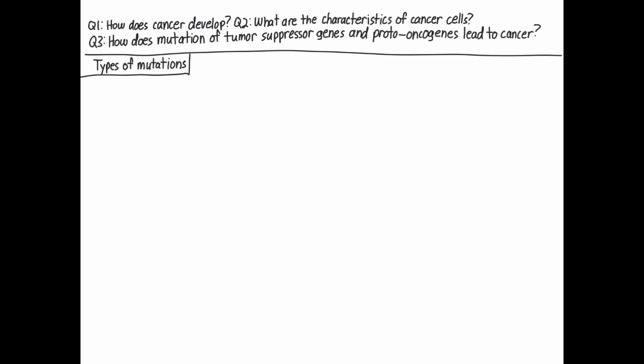Now, mutations come in many types, and I'll talk about a few of them here. A substitution mutation occurs when one nucleotide is substituted for another. This is the most common type of mutation.